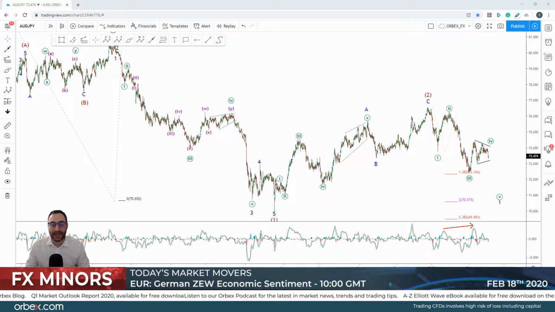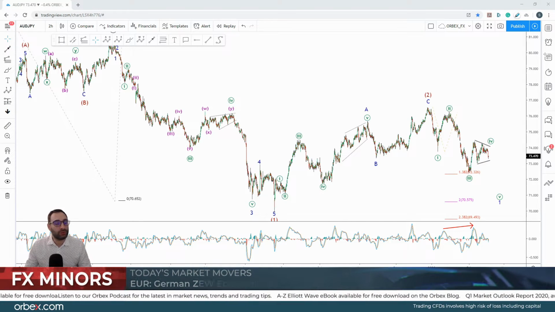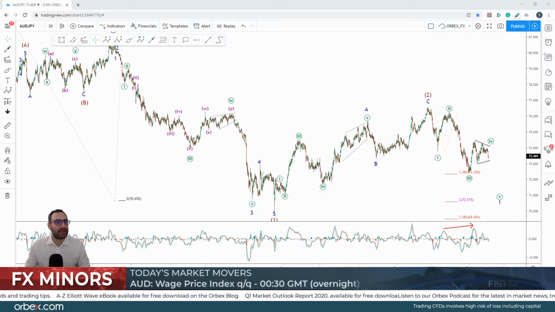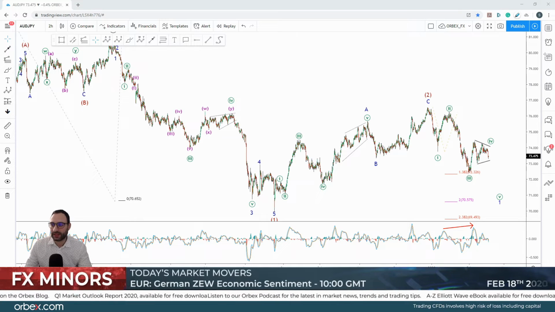It is the 18th of February today and we're going to explore a few minor pairs. We're going to see the Aussie yen, the dollar against the Chinese yuan, and also we're going to speak a little bit about the euro against the pound.